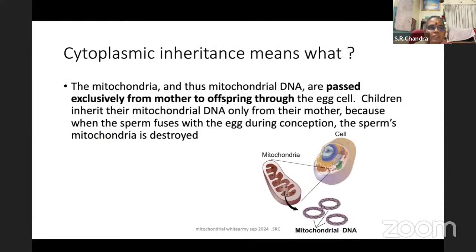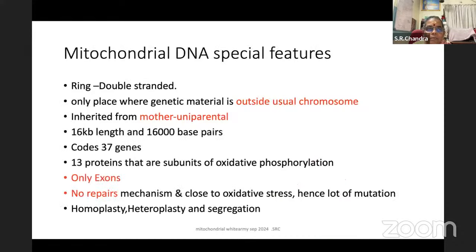And so what is cytoplasmic inheritance? I have already mentioned this. We saw just grossly how the mitochondria function. The mitochondria, and thus the mitochondrial DNA, are passed exclusively from the mother to offspring through the egg cell. Children inherit this mitochondrial DNA only from their mother, because when the sperm fuses with the egg during conception, the sperm's mitochondria are destroyed.